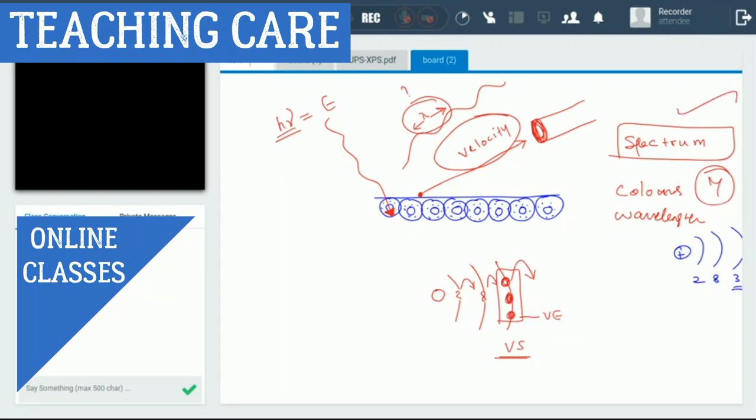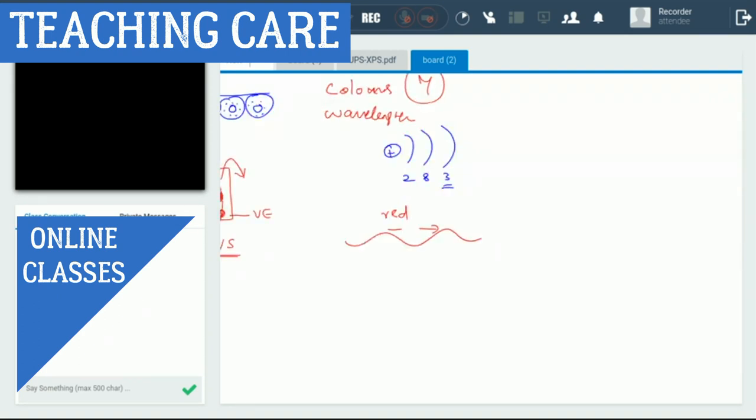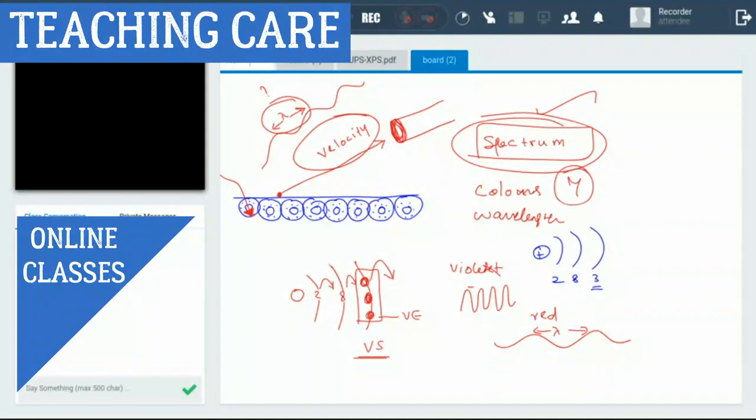Suppose through spectroscopy, one electron is escaping. If you observe this electron in the form of red color, red color has its own wavelength. Red color has the highest wavelength. If you observe this electron with violet color, violet has the least wavelength and high frequency. So this is the role of spectroscopy.